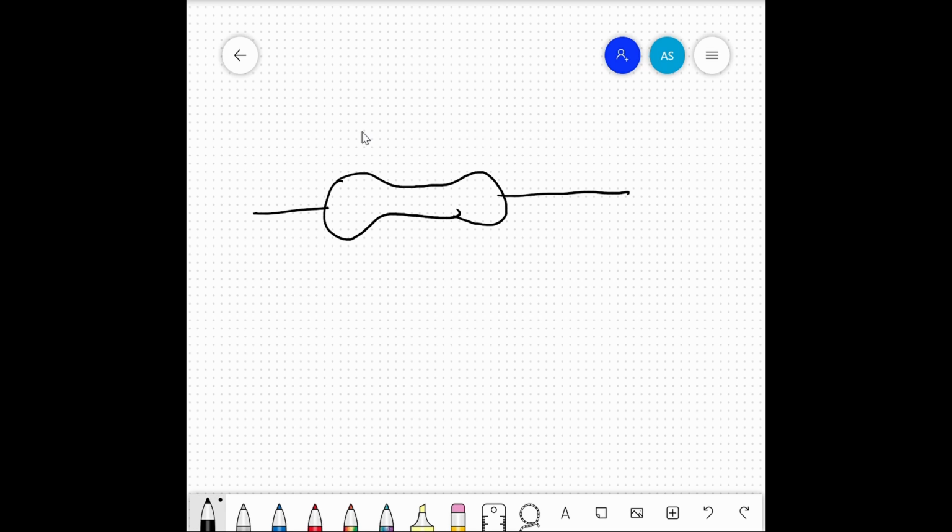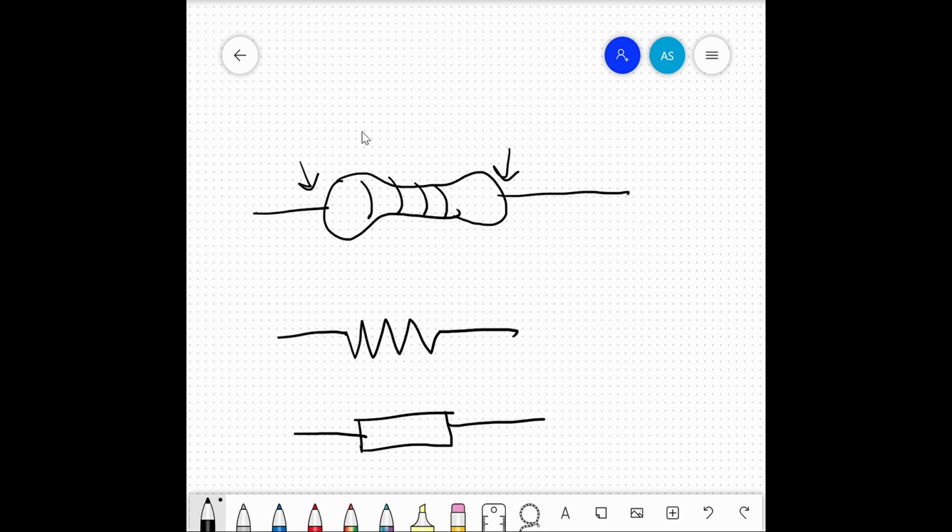From the outside, the resistors all look more or less the same. As you can see in this drawing, the resistor looks like a worm-like component with colored stripes on the side. It has two connections over here and here, so you can hook it into a circuit. Now for circuit diagrams, the symbols of resistors are often pictured in this manner, or they can also be drawn in this manner. Both represent the same thing. Both mean that there is a resistor in the position of this symbol.